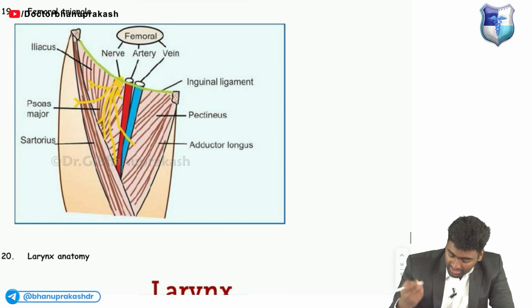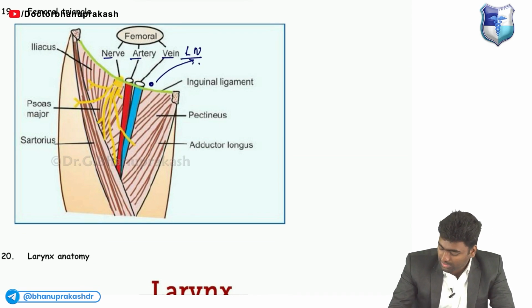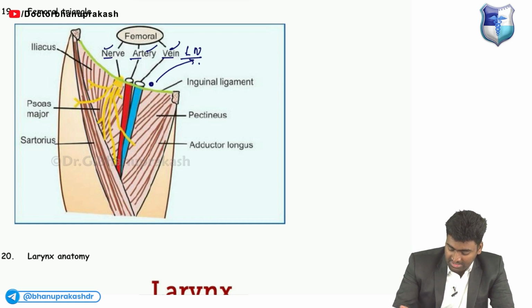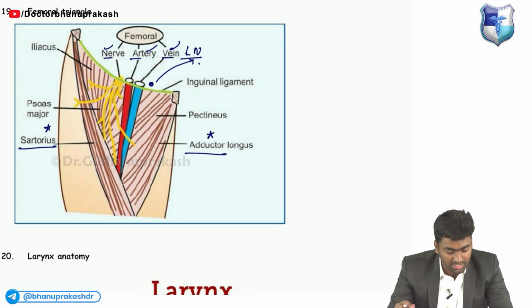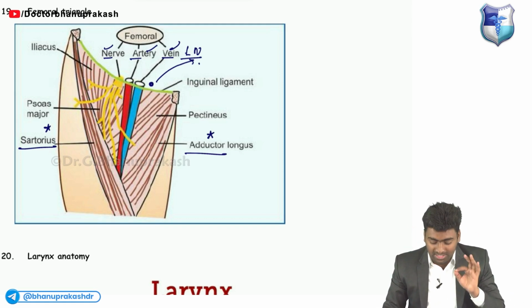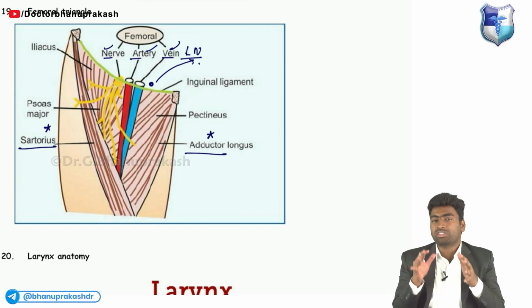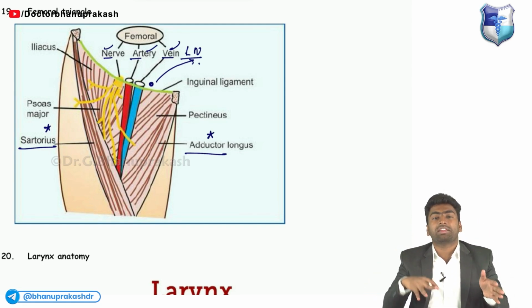Then about the femoral triangle, you need to know this arrangement. This is the NAVEL arrangement. There will be one lymph node around here, okay. So this is the nerve, artery and vein arrangement. And see, the medial border is formed by the adductor longus, and the lateral border is formed by the sartorius. And remember one more thing, the medial borders of both the sartorius and adductor longus will form the medial and lateral border.